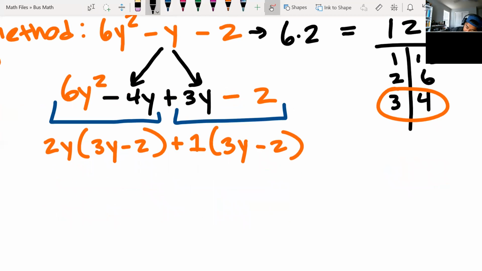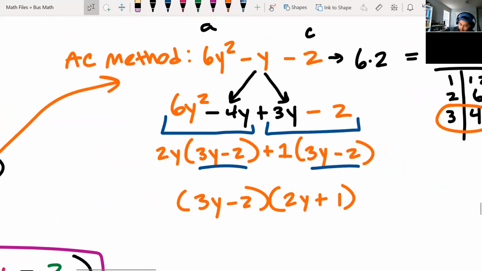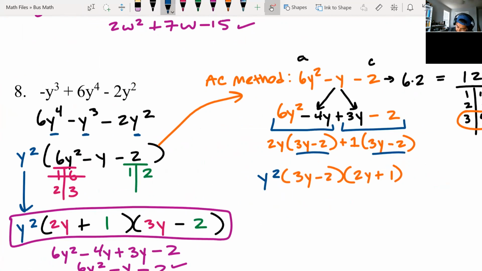And now these look the same. So we'll factor out the 3y minus 2, and what's left over? 2y plus 1. And don't forget, we took out a what? Y squared.